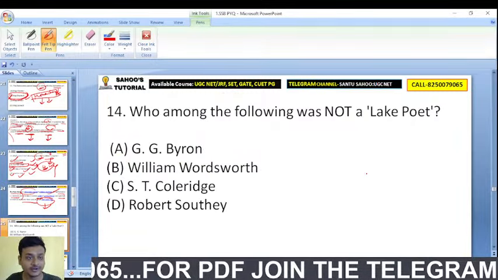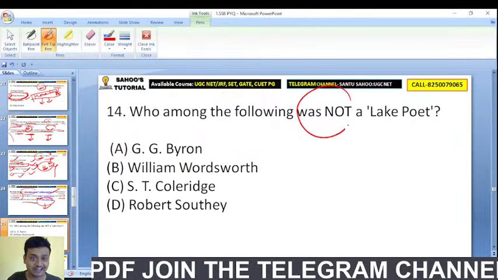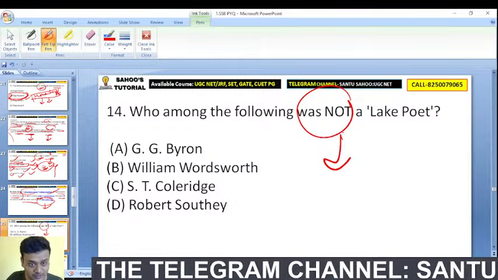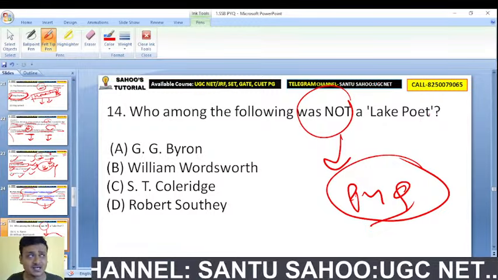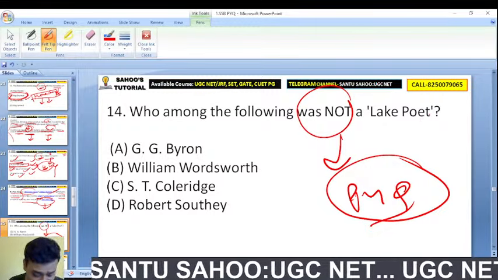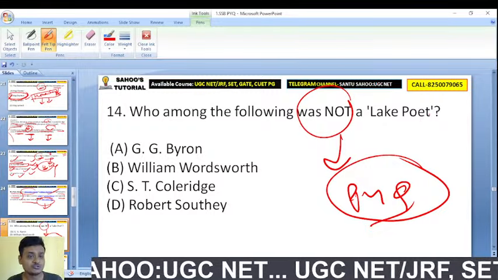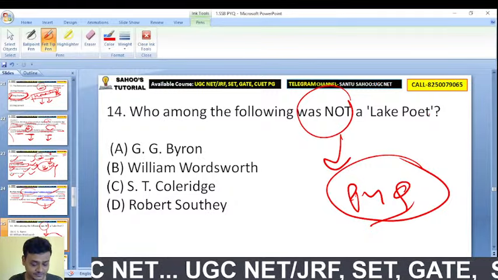Who among the following is not a Lake poet? Easy one. These are all PYQs of SSBs. I think this is a paper from 2016 or 17. Who among the following was not a Lake poet here?